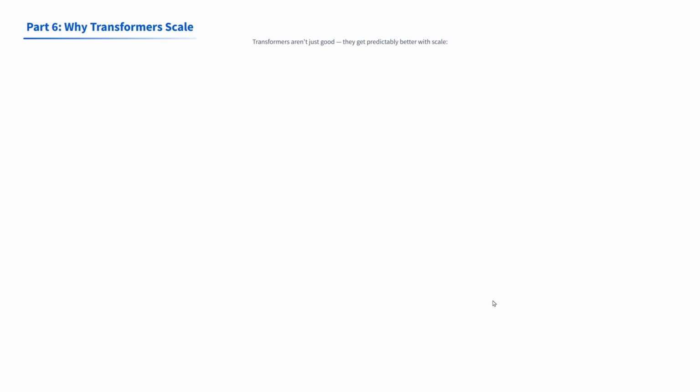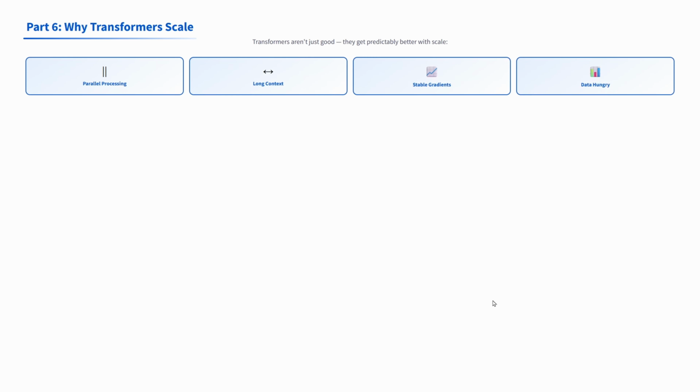Here's something remarkable about transformers. They are not just good, they get predictably better as you make them bigger. This wasn't true for earlier architectures. There are 4 key properties that enable scaling. First, parallel processing. Attention computes all word relationships at once, not one at a time. So you can use hundreds of GPUs effectively.